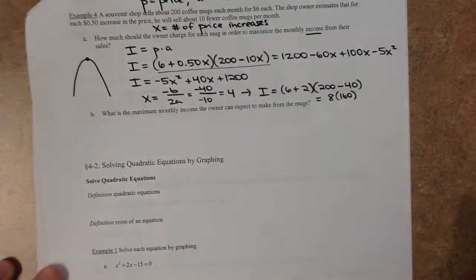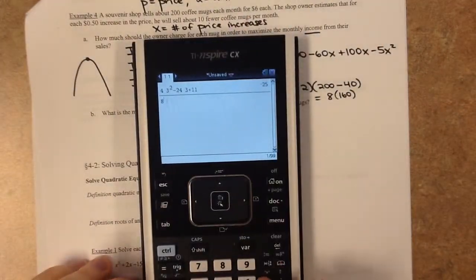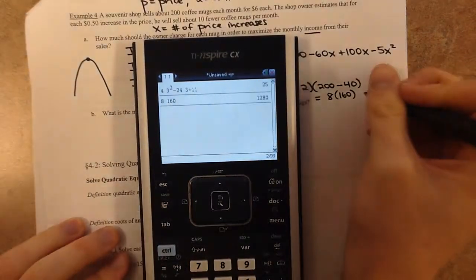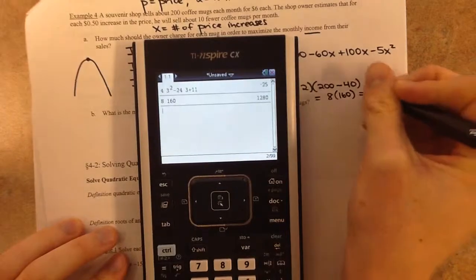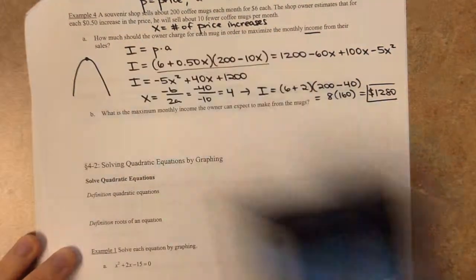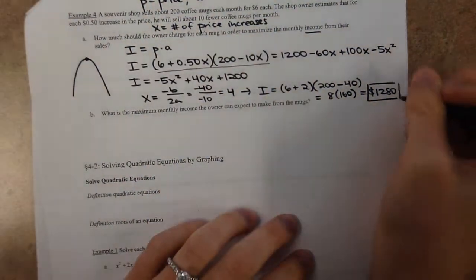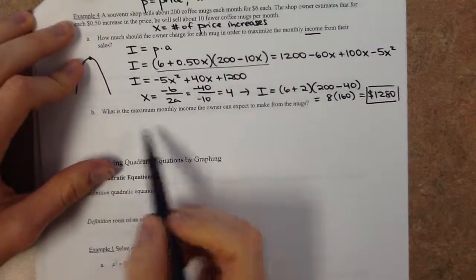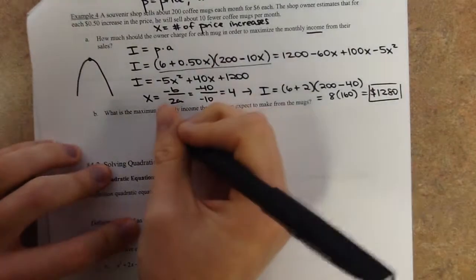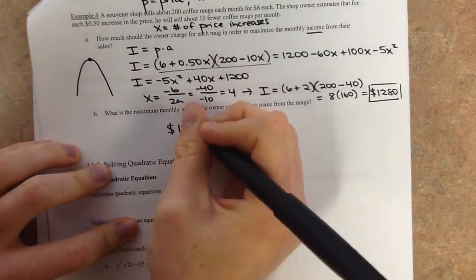So if we plug that in, 8 times 160 gives us $1,280. So that is how he can maximize the income, by going up in price 4 different times. So that would be the maximum price. Oops, I guess we were looking for something slightly different. Sorry, the maximum monthly income, that would be the $1,280.